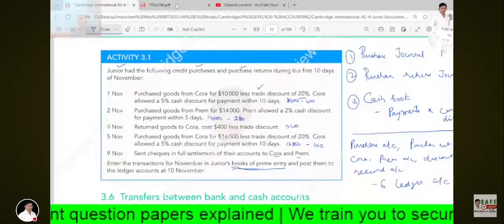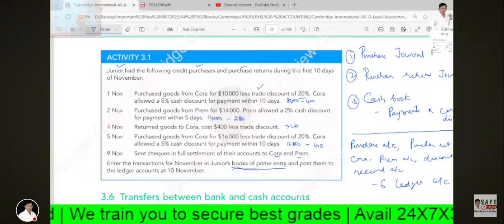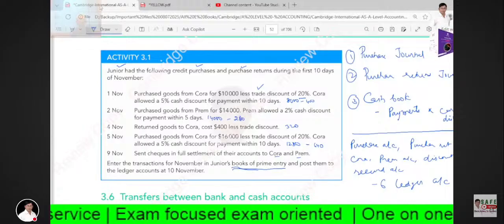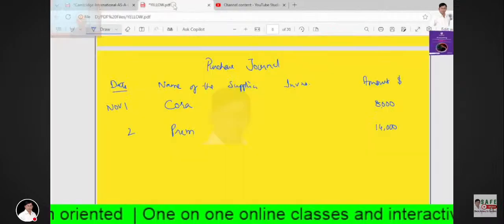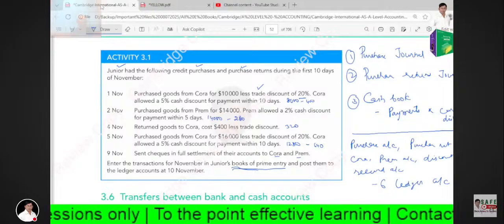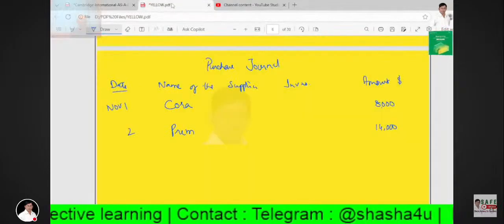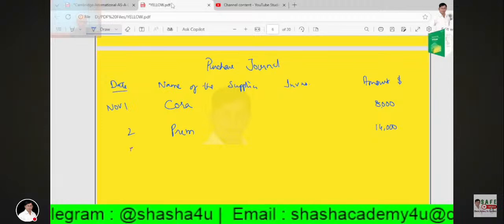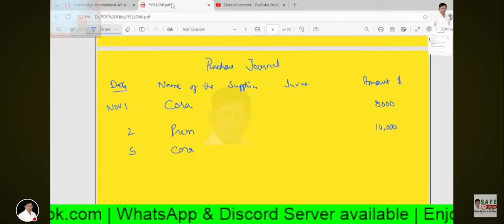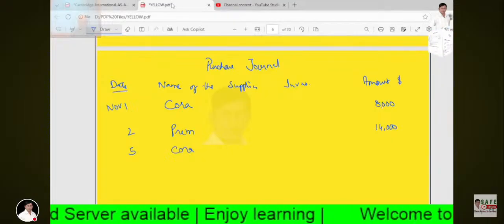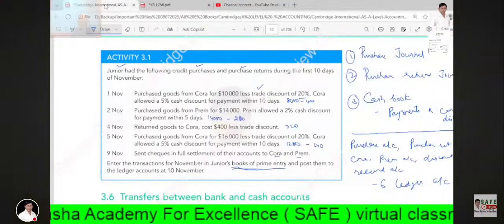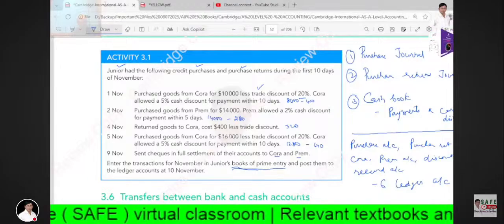Next, again you have purchased goods from Cora for 16,000 at a trade discount of 20%. Again from Cora, on 5th November. What is the amount? 12,800.